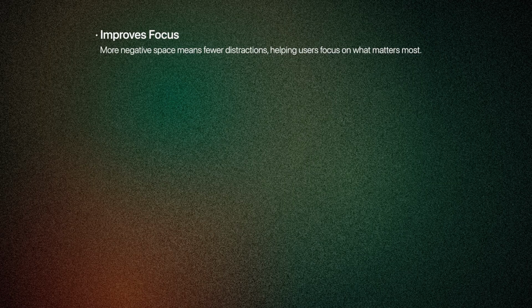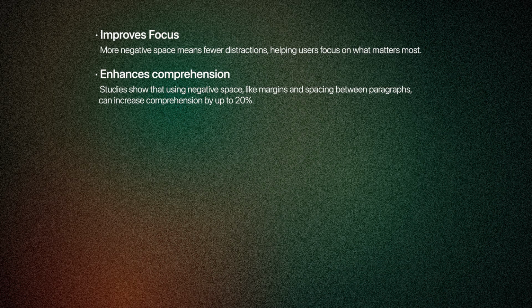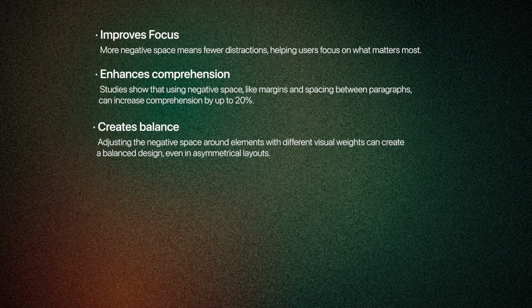So why is negative space so important? It improves focus. More negative space means fewer distractions, helping users focus on what matters most. It enhances comprehension. Studies show that using negative space like margins and spacing between paragraphs can increase comprehension by up to 20%. It creates balance. Adjusting the negative space around elements with different visual weights can create a balanced design, even in asymmetrical layouts.